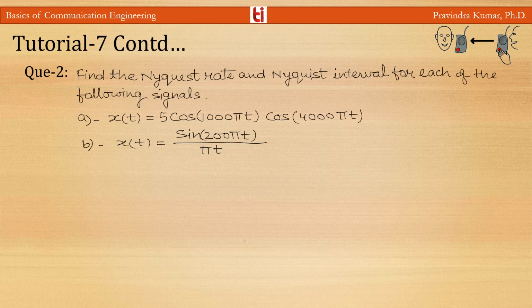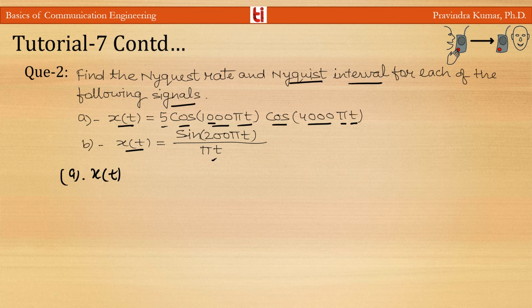Now the next question: find the Nyquist rate and the Nyquist interval for each of the following signals. The first signal is x(t) = 5 cos 1000πt into cos 4000πt, and the second signal is x(t) = sin 2000πt by πt. Now the first part, x(t) is 5 cos 1000πt cos 4000πt.